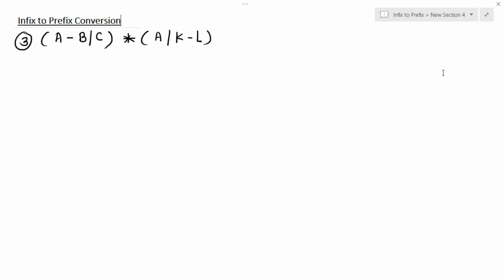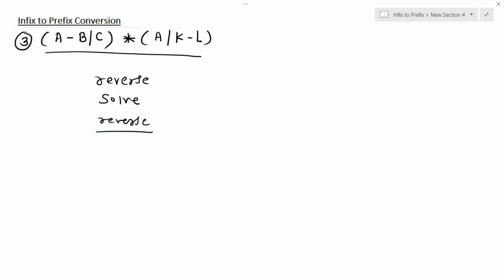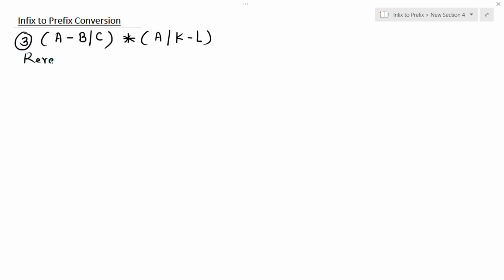Let's convert the above infix expression into the prefix. So the expression is given, this is the infix expression and we have to convert it into prefix. Okay, so this is going to be done in 3 different steps. We have to first reverse the above expression, then we are going to solve it, and again the final answer we are going to reverse it, and then we get our prefix expression. Okay, so first reverse the above expression.